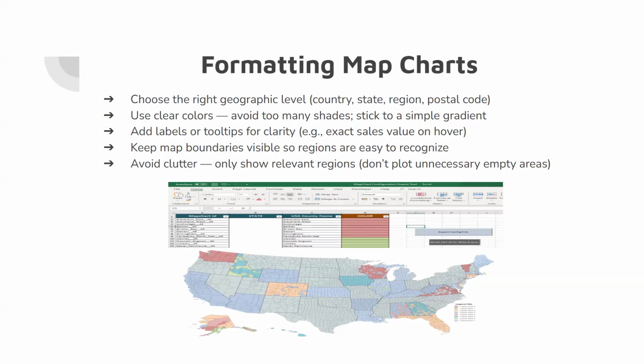Add labels or tooltips for clarity. For example, exact sales value on hover. When you're hovering over it, it shows exact sales. And keep map boundaries visible so regions are easy to recognize. So just keep the map open and show the value so people can see what country it is. And just like the others, avoid clutter and only show relevant regions.